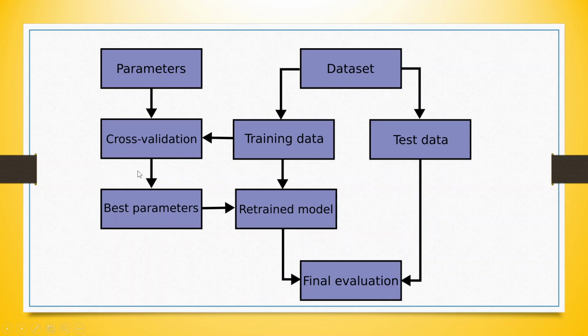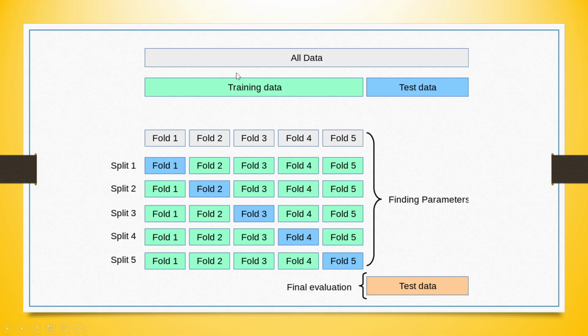Now let's see how cross-validation is done. You can see all the data is in gray color, which will be split into two parts: training data, which is in green color, and the testing data, which is in blue color. The data will have several folds. Say for example, if we have 100 observations and we go for 5 folds, each fold will have 20 observations. In split 1, fold 1 will become the testing data and the remaining will become the training data.